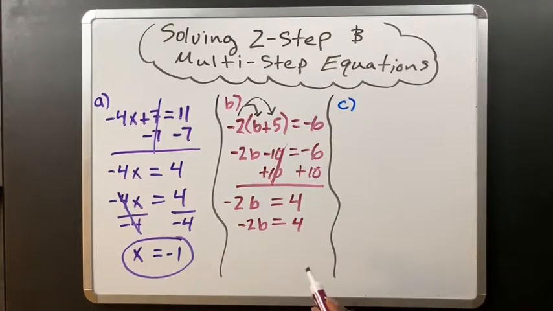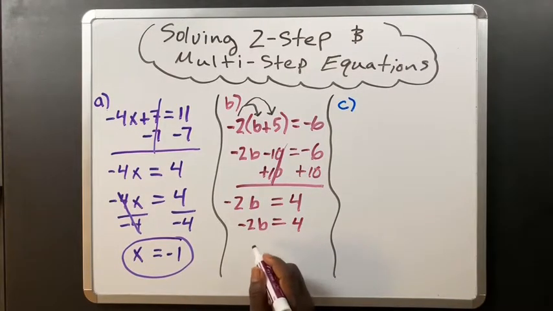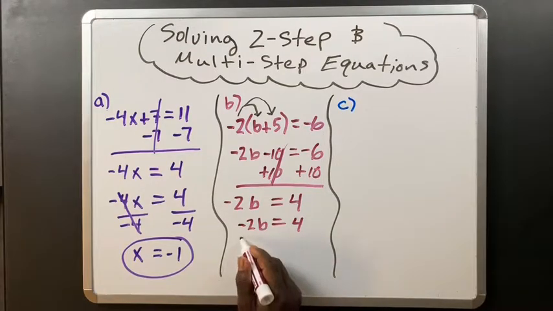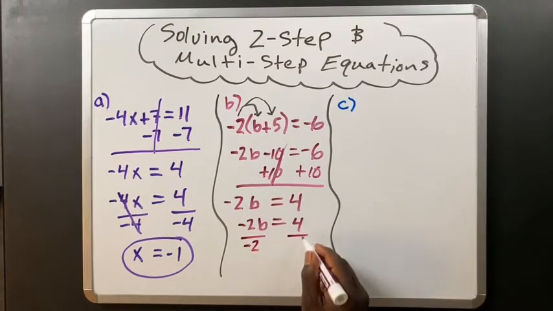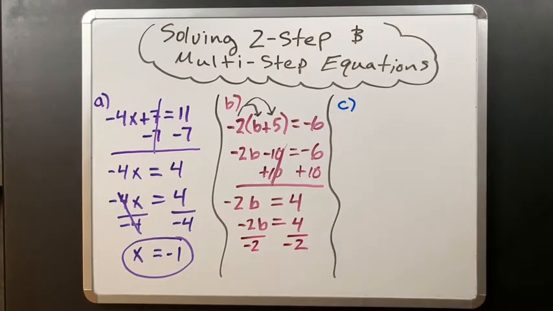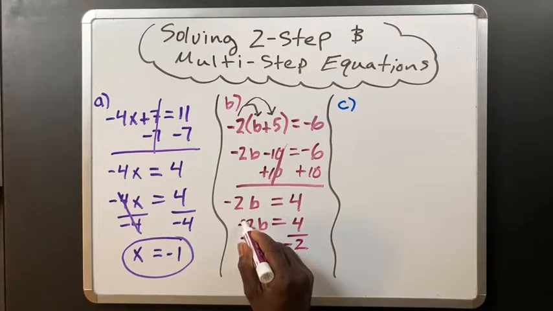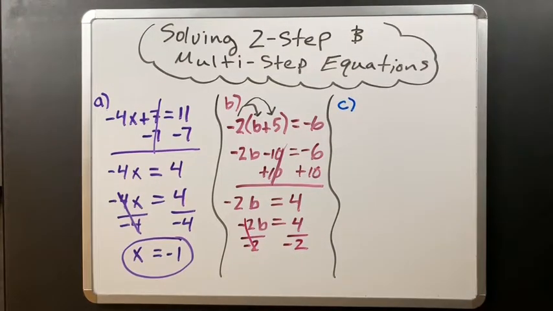And now we're going to use the division property of equality, because the opposite of multiplying b by -2 is to divide b by -2. Whatever you do to one side, you do to the other. That crosses out. -2 divided by -2 is 1. Anything divided by itself is 1.